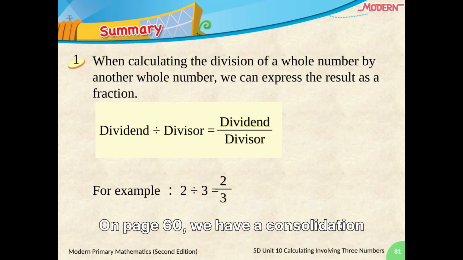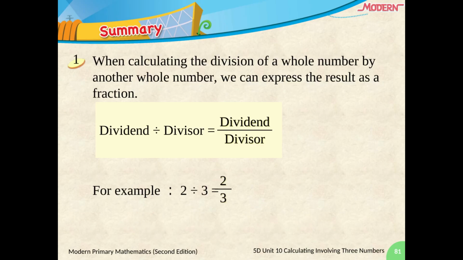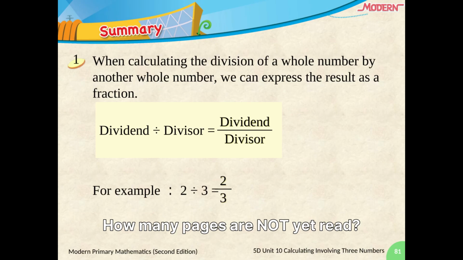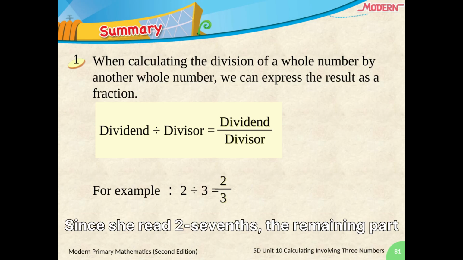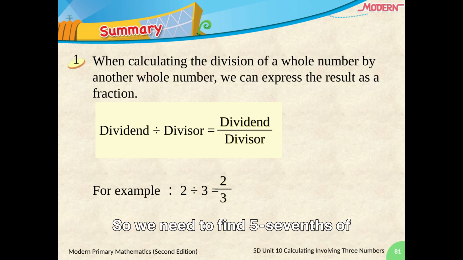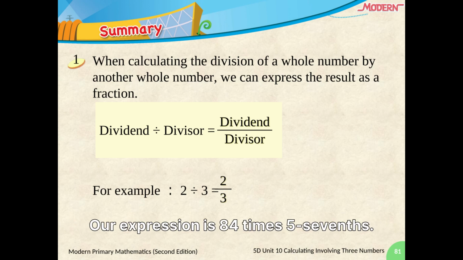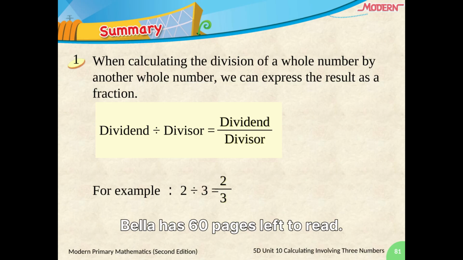On page 60, we have a consolidation exercise. Bella is reading a novel with 84 pages. She has read 2/7 of the book. How many pages are not yet read? This is the perfect time to use our method 2 thinking way. Since she read 2/7, the remaining part is 1 minus 2/7, which equals 5/7. So we need to find 5/7 of 84. Our expression is 84 times 5/7. Simplify. 84 divided by 7 is 12. 12 times 5 equals 60. Bella has 60 pages left to read.